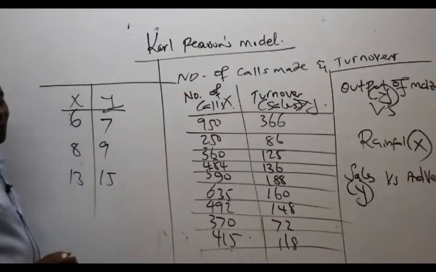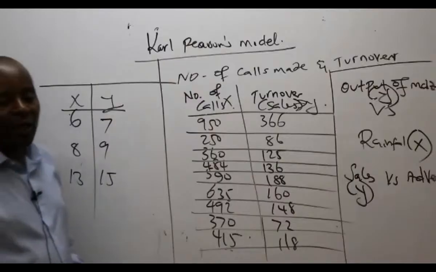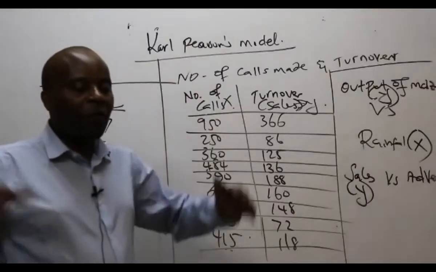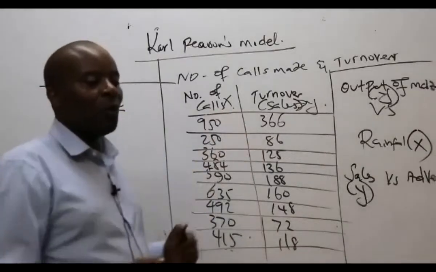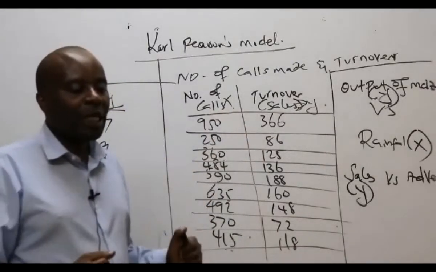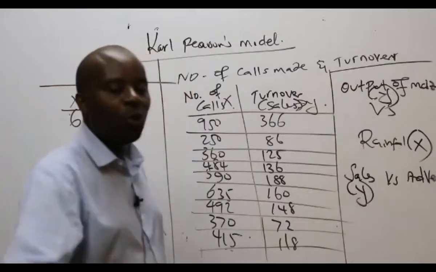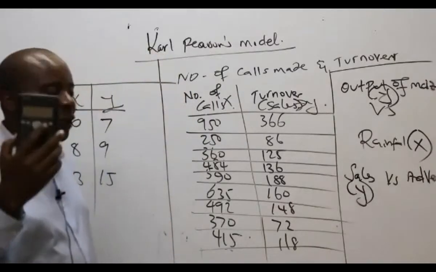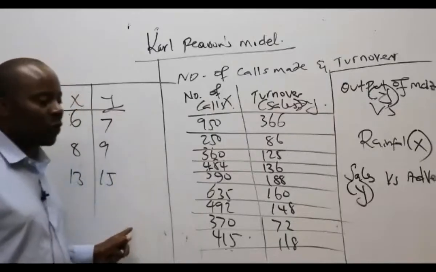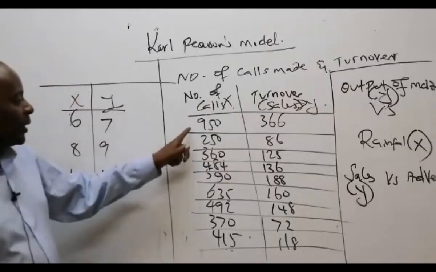7, 9, and 15. So the gentlemen will take exactly 5 minutes break. When we come back, we shall continue right away from here. And of course, after our break, I'll show you how to make use of a calculator to get the summations. Because look at these numbers, they're very big.